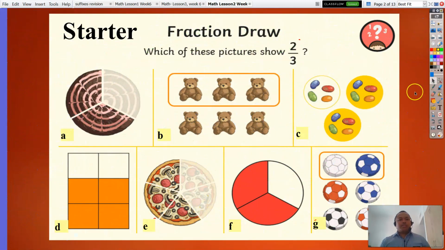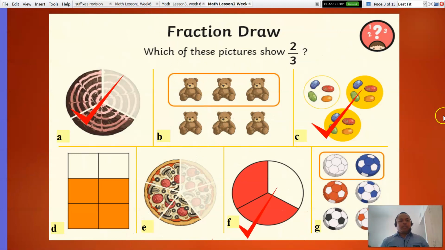For our starter activity, we have the fraction draw. Which of these pictures show 2/3? A, B, C, D, E, F, or G? Pause the video and write your answers. Time is up. The answers are letters A, C, and F.